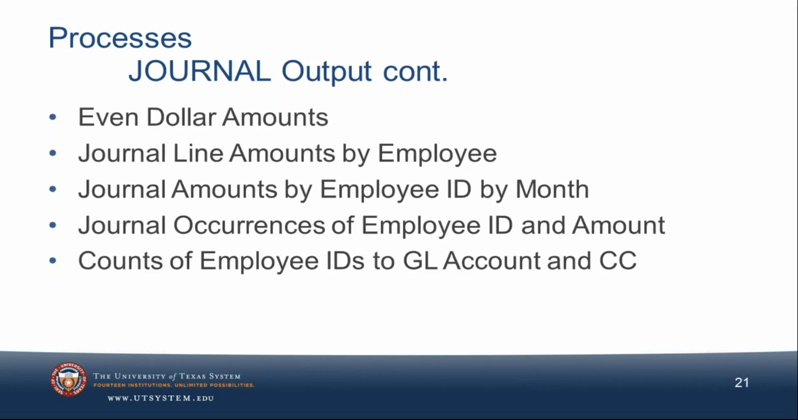Okay, and then we have these final outputs for the journal: even dollar amounts, journal line amounts by employee, journal amounts by employee ID by month, journal occurrences of employee ID and amount, and counts of employee IDs to GL account and cost center. Again, for those last four, I can see them having more value and providing more insight to the user if they were considered together.